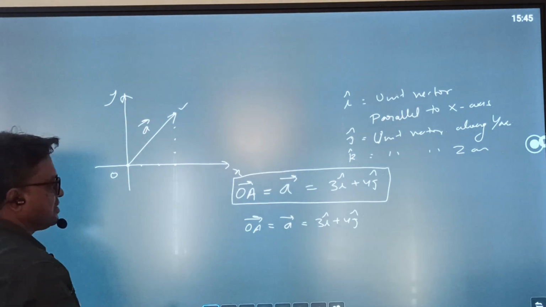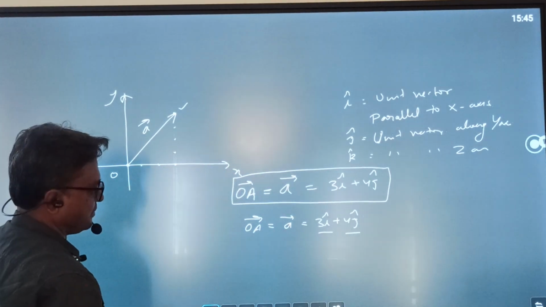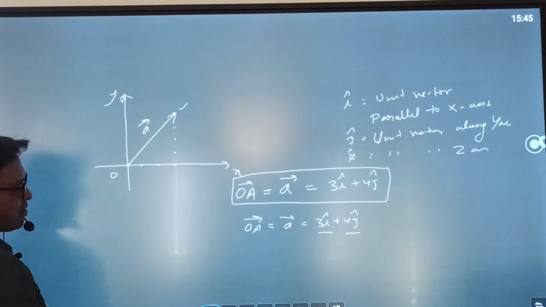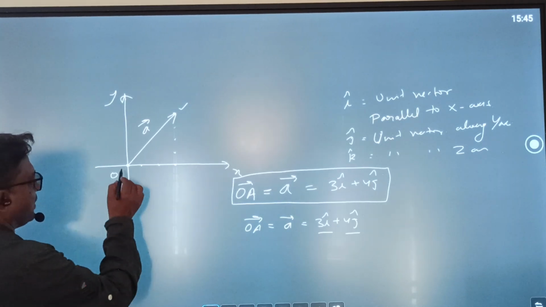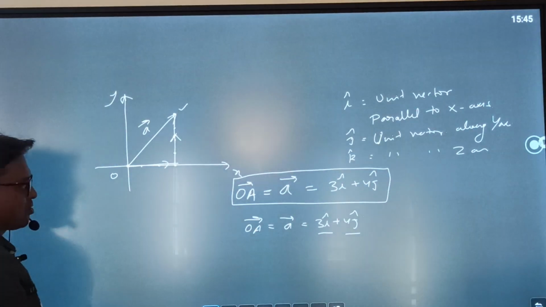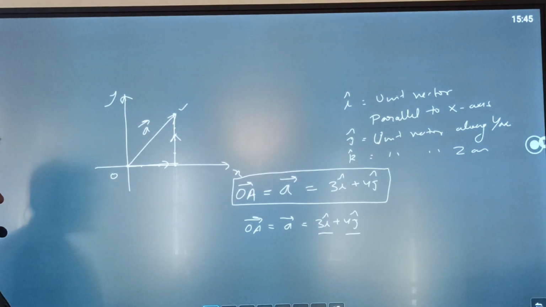Right? And this 3i and 4j, they are components of vector A. So these are also called rectangular components. Why? Because these components are perpendicular to each other. They are also called rectangular components because they are perpendicular to each other.